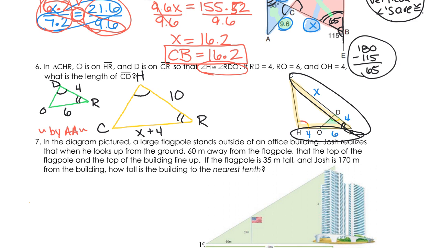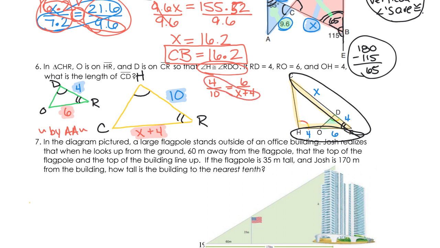Although, because we drew the pictures in the same orientation on our paper, I don't think that we necessarily have to highlight. I think you guys can see that 4 is going to match with the 10, and that the 6 is going to match with the X plus 4. Okay? And so we'll go ahead and set it up. We have 4 over 10 equal to 6 over X plus 4. Or you could say 10 over 4 equals X plus 4 over 6. You can flip both of them if you want.